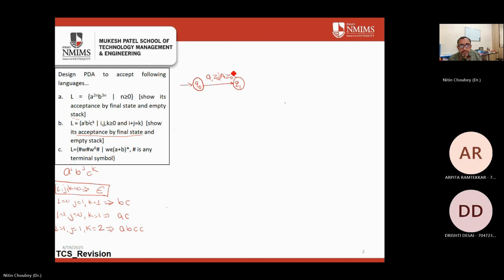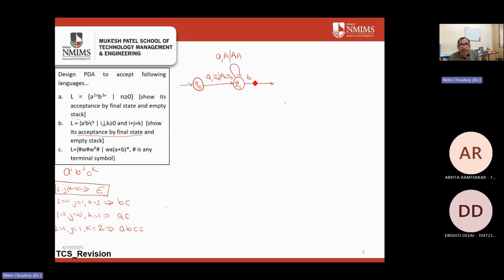Q1 here. For all the remaining A's, those will come on this. We'll push A on A. This process will continue till we get B, which is the next symbol. Here, initially, we're assuming that all I, J, and K are non-zero values. So we are considering all the symbols A followed by B followed by C.